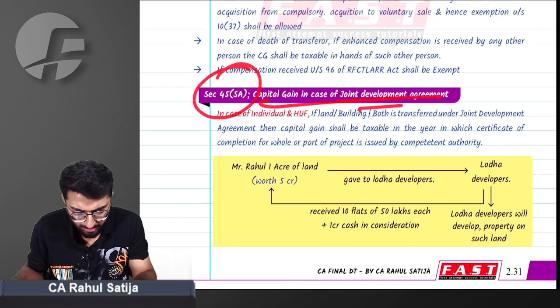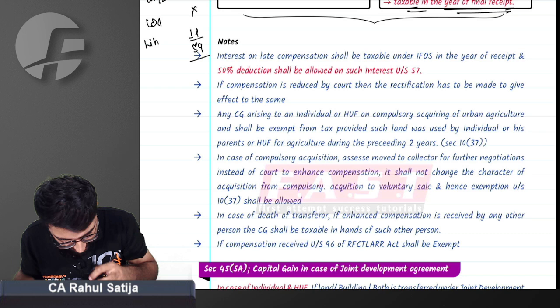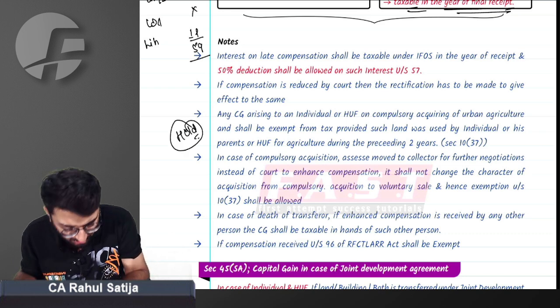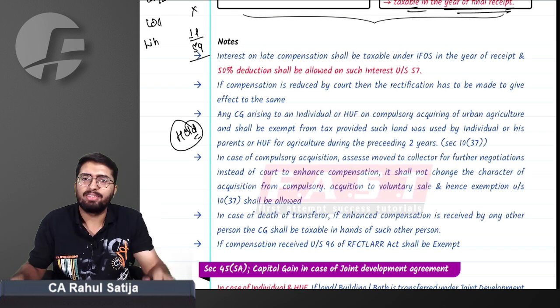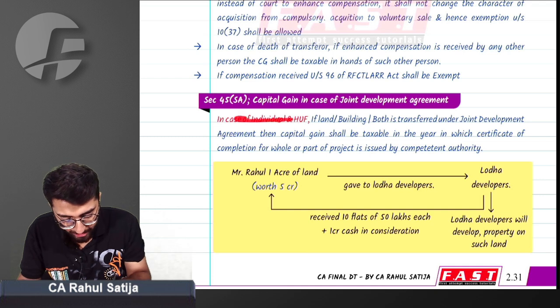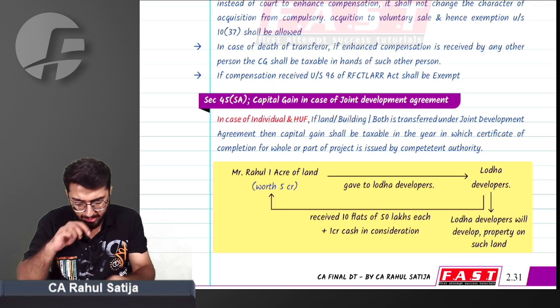Capital gain in case of joint development agreement. I am leaving this on hold. Whatever things I am leaving on hold, I remember, and this will come again. Capital gain in case of joint development agreement. Let us understand this with an example.